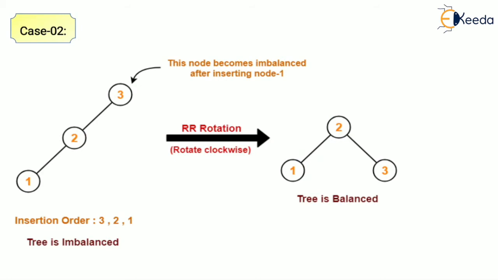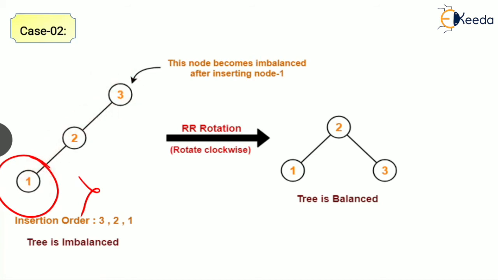So in this case also, as we are considering that node 1 is not there initially, there are only two nodes, that is node 3 and node 2. So for node 3, the left part is 2 and the right part is 0. So here 1 minus 0 is 1, so it is perfectly balanced.